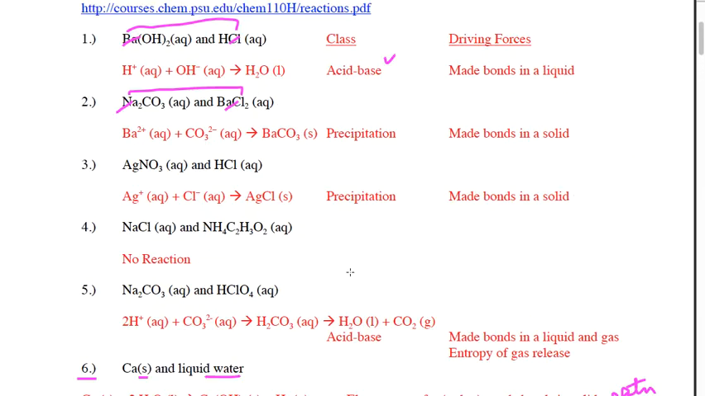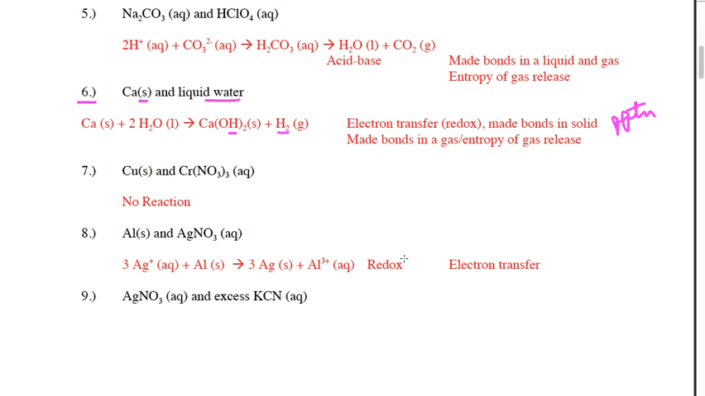Let's look for another one. Let's do a redox right here. Let's do both 7 and 8 together. They both have the potential for being redox, and so what I recognize is a solid metal, and then I recognize ions of a metal in solution. And then I just consult the activity series. Chromium is more easily oxidized. It's more active. It's already oxidized, so there's no reaction here.